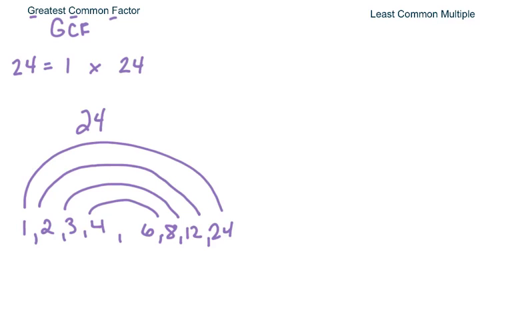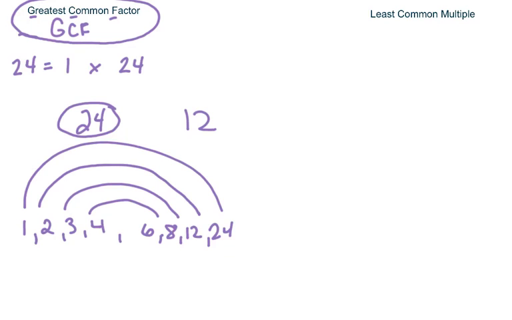Now, when we want the greatest common factor, what we want is the factors of two numbers, and we want to find the biggest one that they both have in common. I'm going to show you another way to find the greatest common factor. Now, of course, I could do factor rainbows for the two numbers. So, for example, let's say that I was going to keep that number 24, and I wanted to know what the greatest common factor was between 12 and 24.